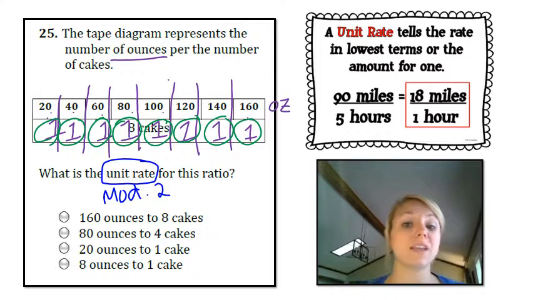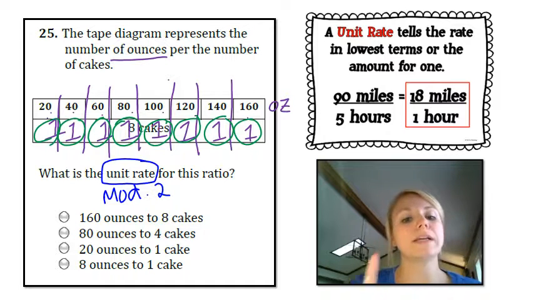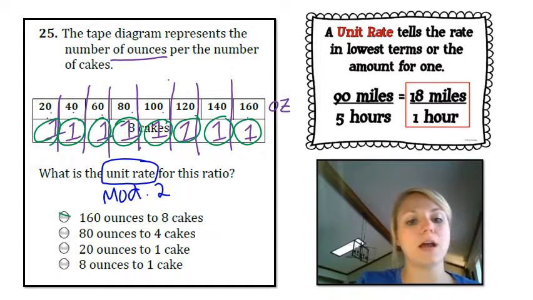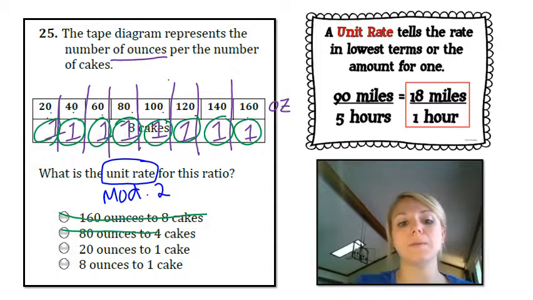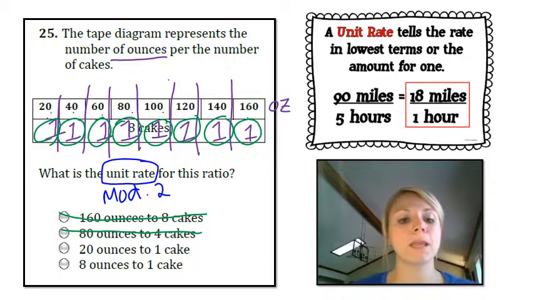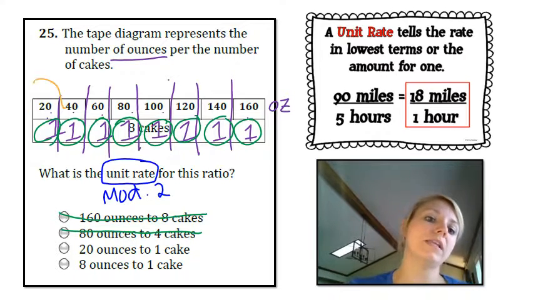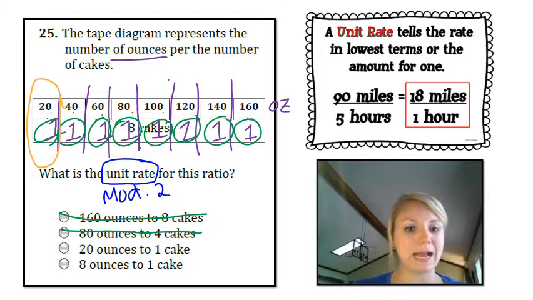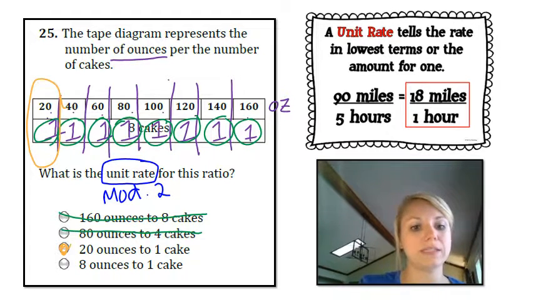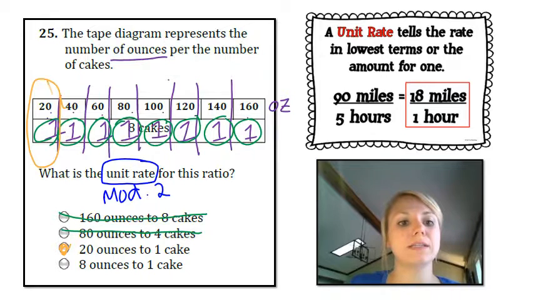Now this question is asking about unit rates. So when we look at this picture, unit rate is always per 1. That tells me right away that the answer cannot be A and it cannot be B because it's per 1. So it has to be C or D. Now when I look at this, I'm looking at how much is it per 1 cake. So 1 cake would be 20 ounces. So our answer should be C. And that's because we can see here that we have the 20 on the very top right here.